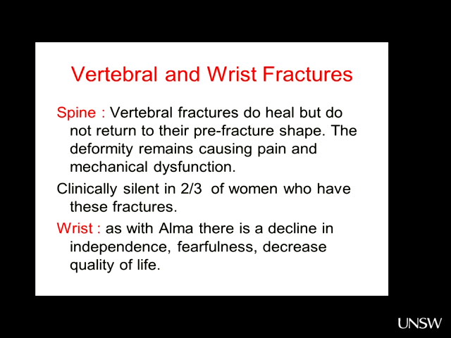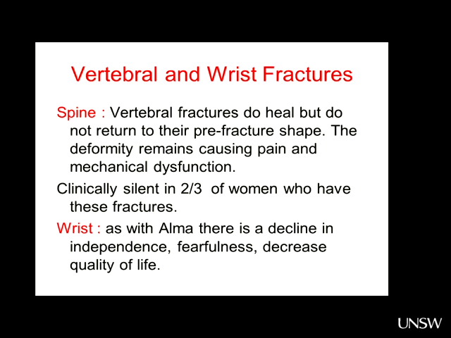And so some of the other fractures that occur with osteoporosis that aren't so common in young people are vertebral fractures. And the problem with vertebral fractures is they don't heal to their pre-fracture shape like other fractures do. The deformity remains and causes dysfunction. And the other problem is they're often, we call it silent, but that means undiagnosed. So a lot of women will experience back pain or other symptoms, but vertebral fractures aren't picked up.